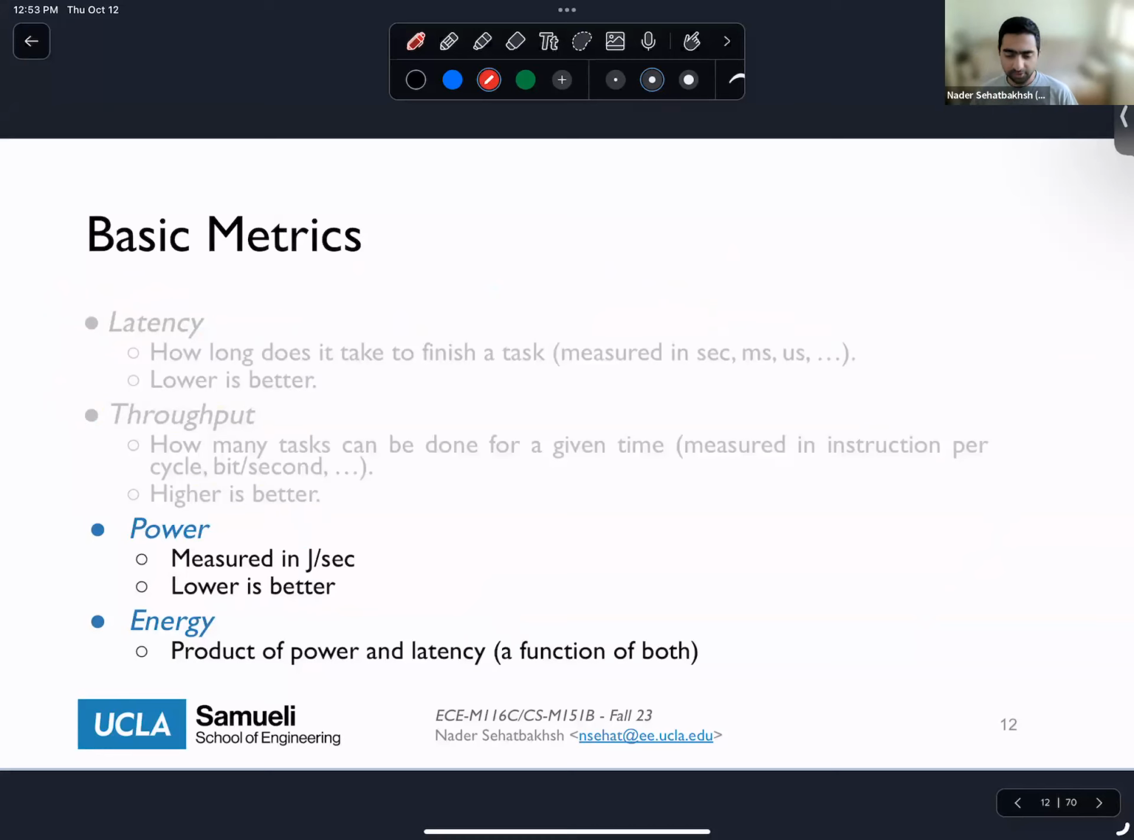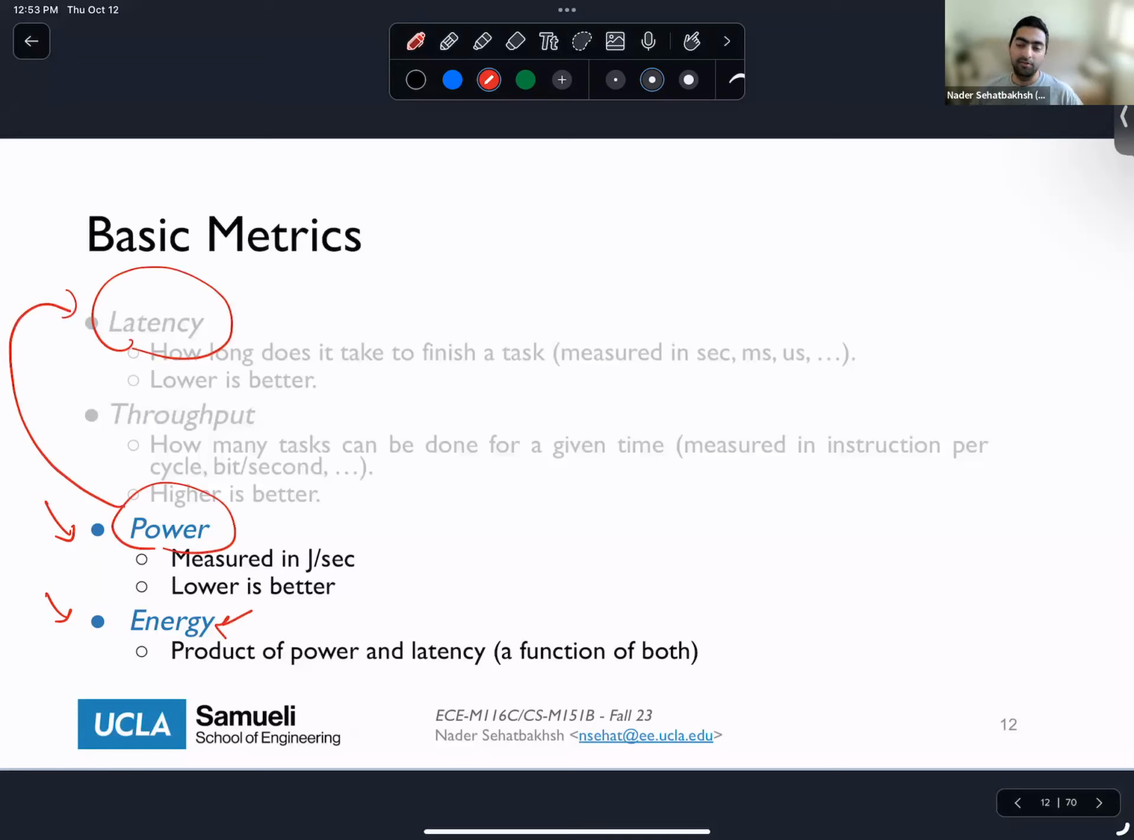There are also 2 other metrics that you need to be aware of, and those are power and energy. Power is measured in joules per second, and of course, lower is better. And energy is the product of power and latency, okay?